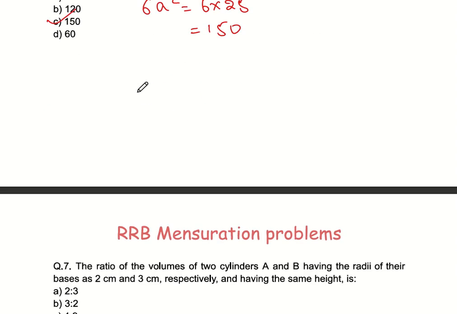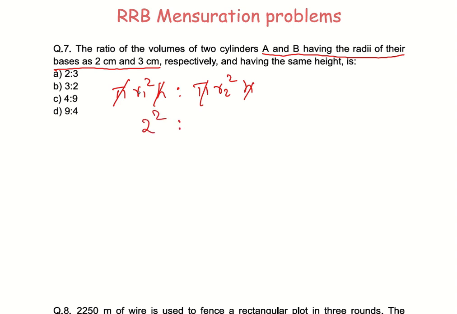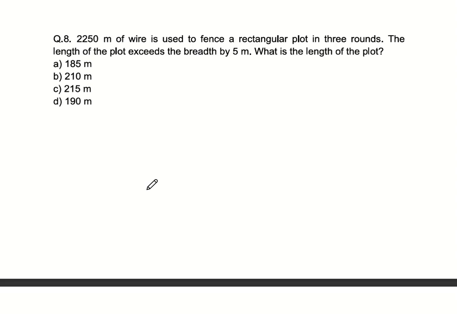Next we'll go to the seventh question. The ratio of the volumes of two cylinders A and B, having the radii of their bases 2 centimeters and 3 centimeters respectively and having the same height. Heights are the same, only the radii are different. So what is the volume formula? Pi r square h. So I'll take pi r1 square h is to pi r2 square h. So pi h gets cancelled. So it is 2 square is to 3 square, that is 4 is to 9. C is our answer. Next we'll go to the eighth question.